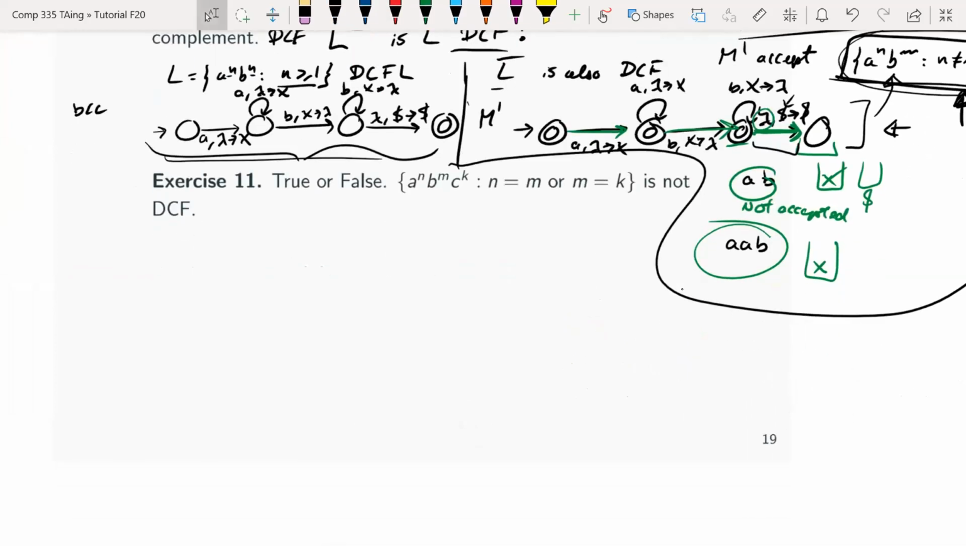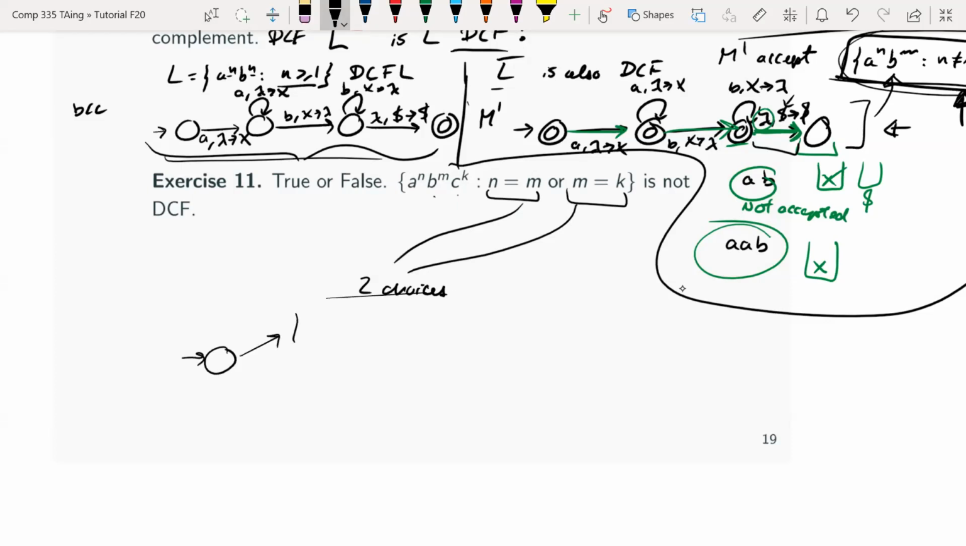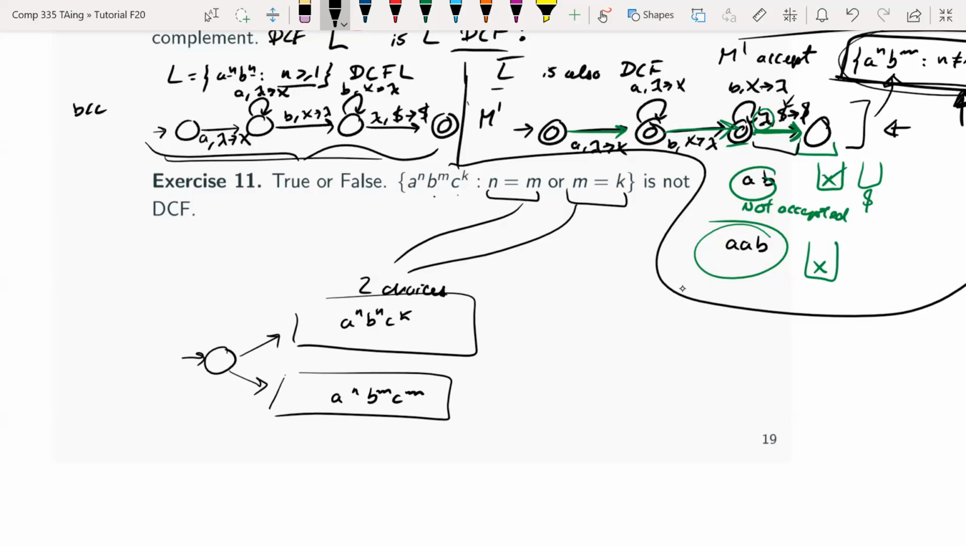Okay, so exercise 11, true or false: is this language deterministic context free? What we're given is a^n b^m c^k, where either n is equal to m or m is equal to k. If anyone's intuition told them that this is not deterministic, well, you have kind of two choices at the start. Once you start creating your DPDA, you have two distinct machines that you're going to want to use: the one for a^n b^n c^k, and also the one for a^n b^m c^m.